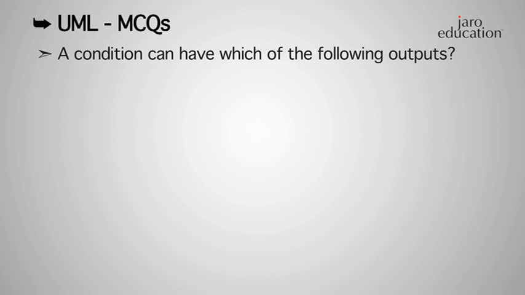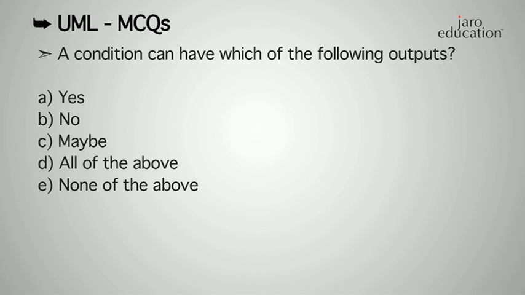Question 4. A condition can have which of the following outputs? A, yes, B, no, C, maybe, D, all of them, or E, none of them. So if I have a condition, what can be the possible outputs on a UML diagram? And this UML basically means on an activity diagram. Obviously, the answer is it can either be a yes or it can be a no. There is no such thing as a maybe in a program. A computer program cannot work on maybe. It has to be either a yes or a no.